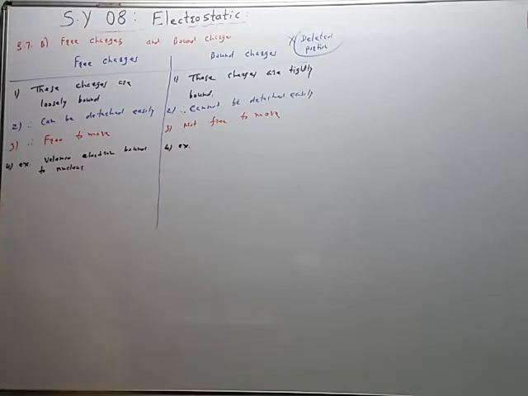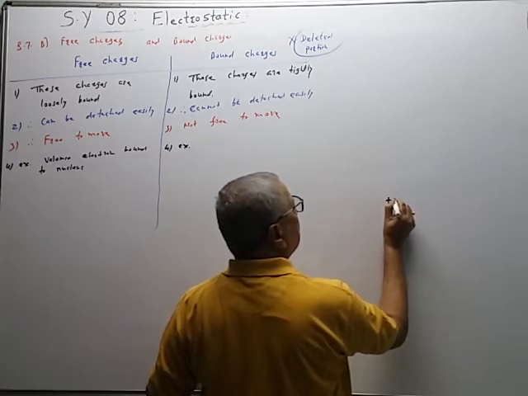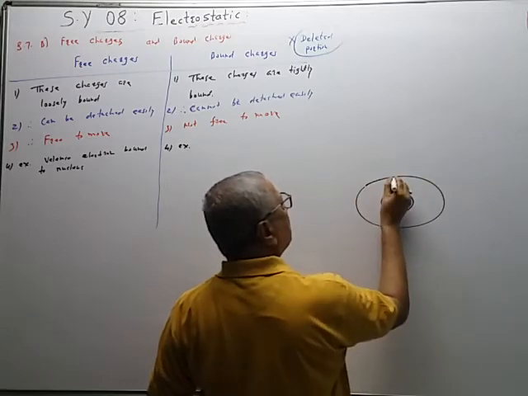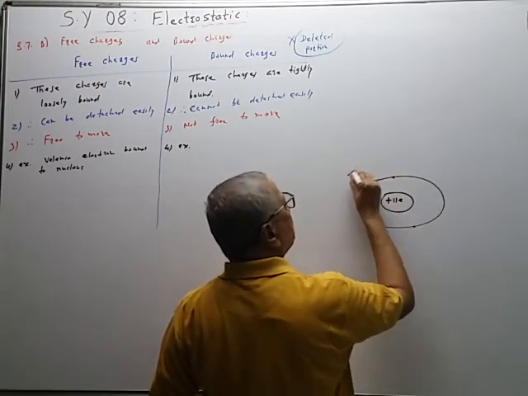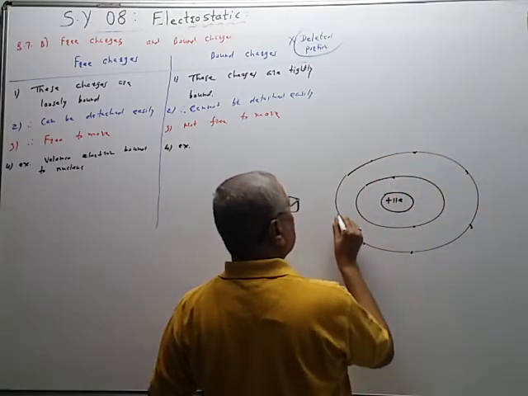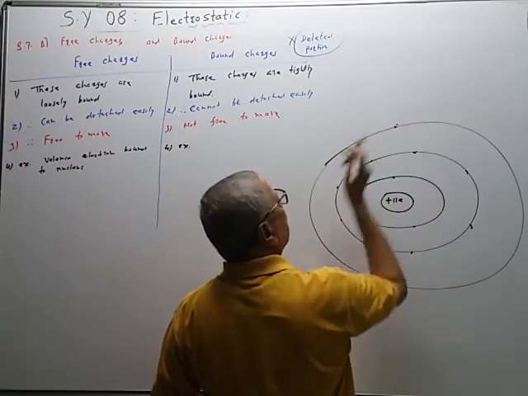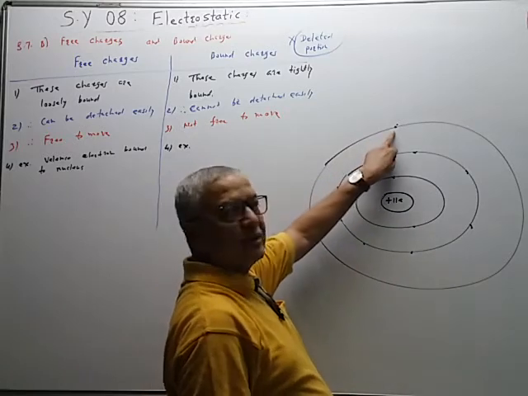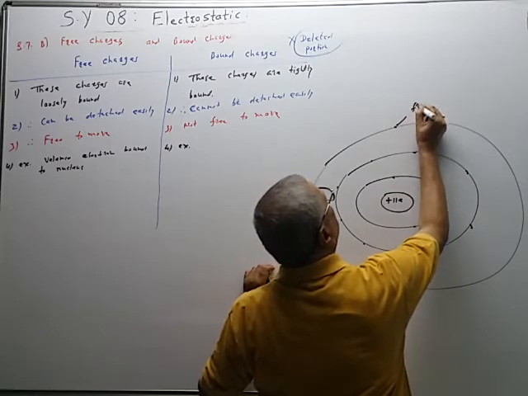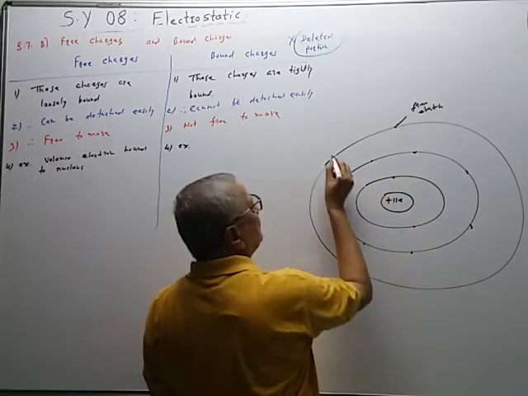Now if we consider the example of the sodium atom, then this is the nucleus having 11 protons, and in the first orbit there are two electrons. In the middle orbit there are 1, 2, 3, 4, 5, 6, 7, 8 electrons. In the valence orbit there is only 1 electron. So this is called a free electron, and these are bound electrons.